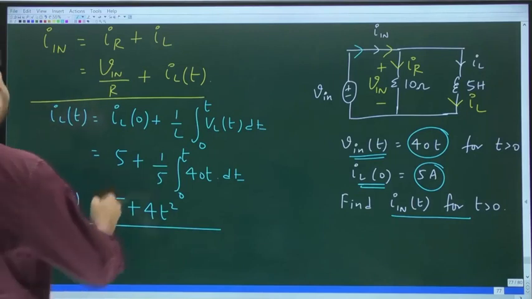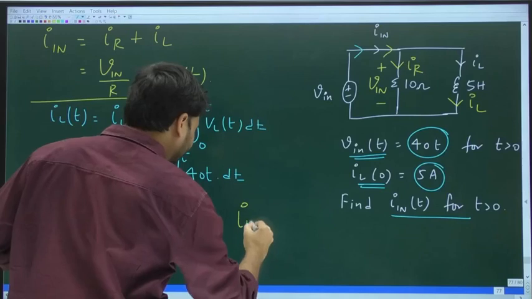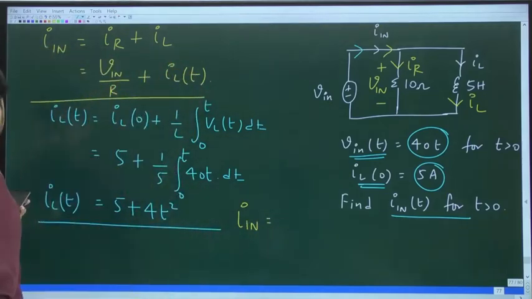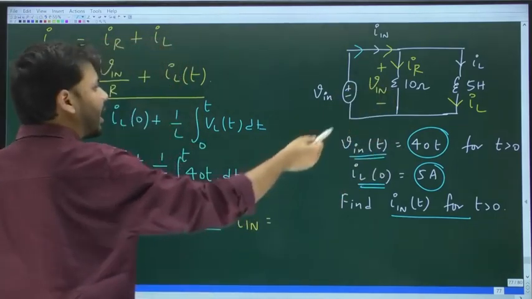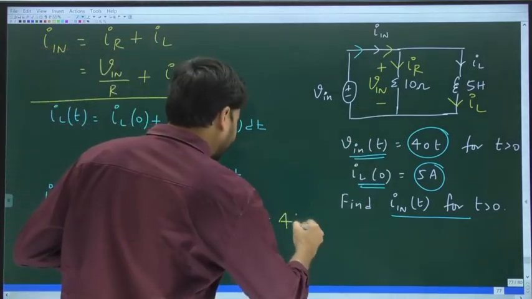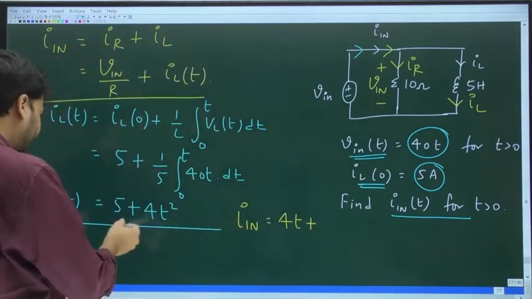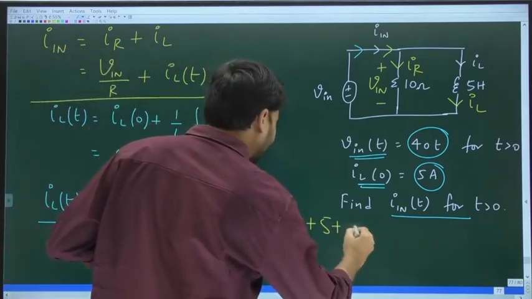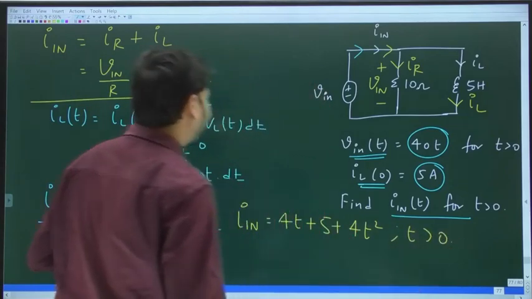Now again, coming back to this equation for I_in. I_in is V_in by R plus I_L of t. What is V_in? 40t. 40t divided by R, 10 ohms, is 4t. So 4t is the current through the resistor plus the current through the inductor, which is 5 plus 4t square. That's all. This is valid for t greater than 0.